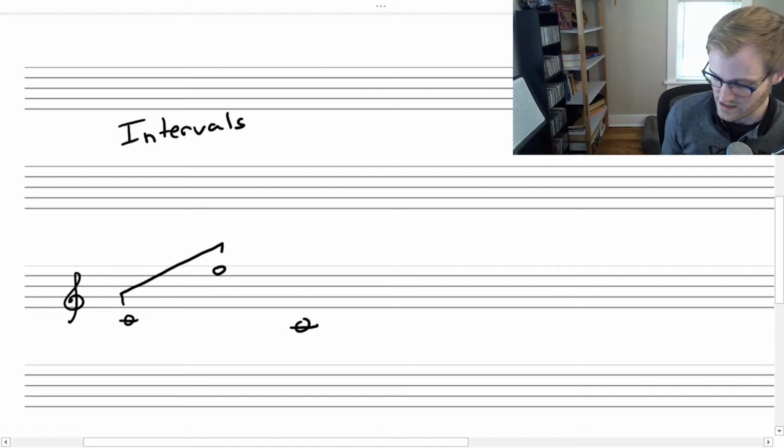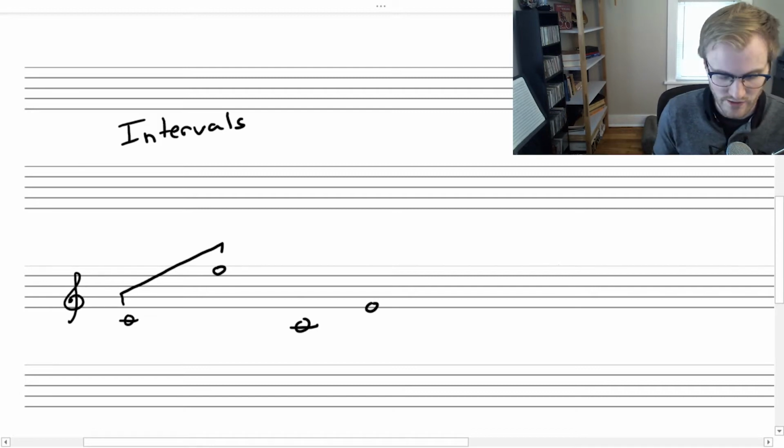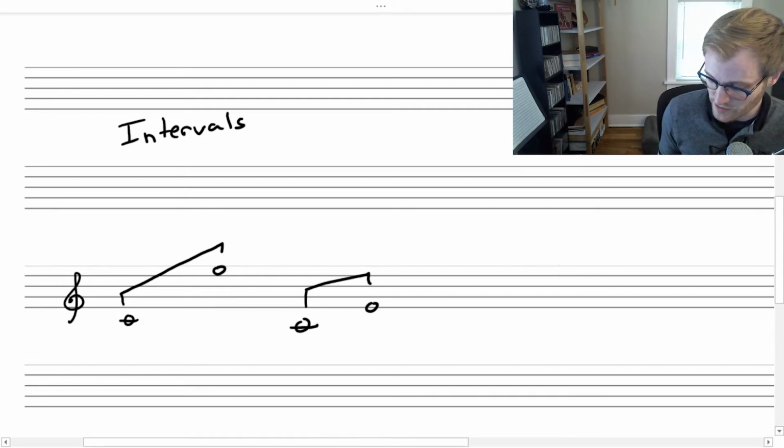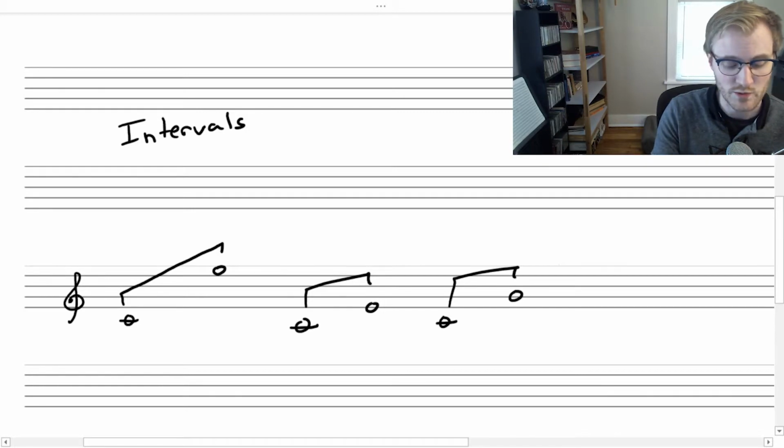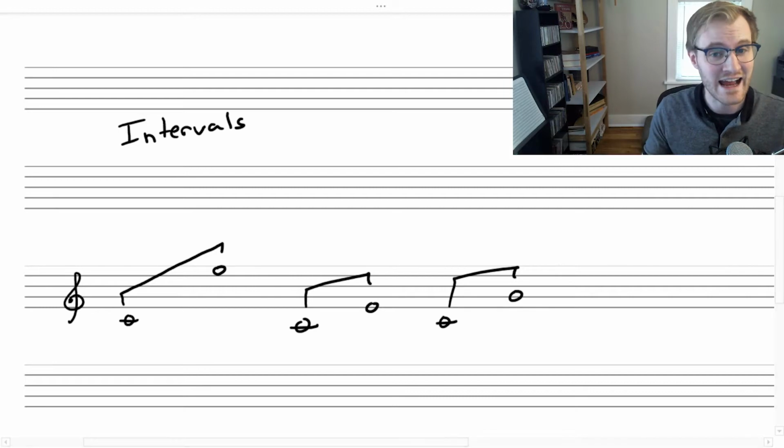We could contrast that with a relatively small interval. We could start on middle C and maybe we only go up to this E. So these two pitches would be much closer, or even something kind of in between. We could go from C up to G, which would sound like this. And we would have different sizes of intervals.